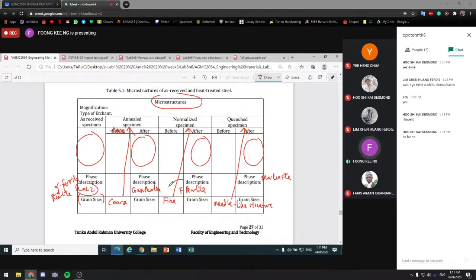Then this one is normalized. This one is annealed. This one is quenched. Okay? So this is your diagram. As received is the same as before for all the samples because it's the same sample. So you only draw after. This is diagram 1. That's diagram 1. What's diagram 1? This one.